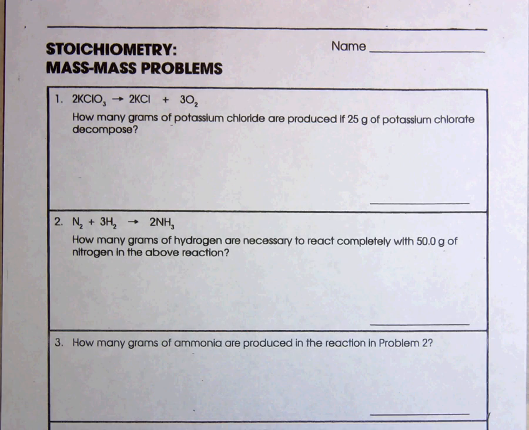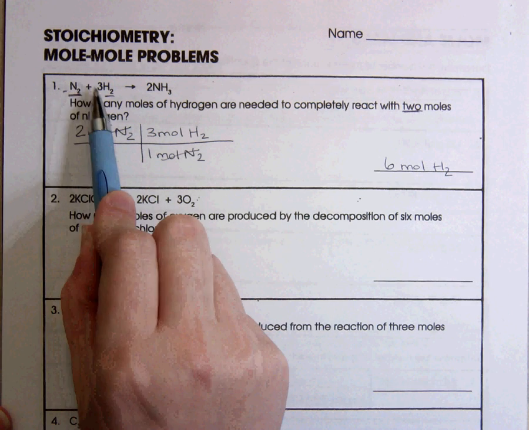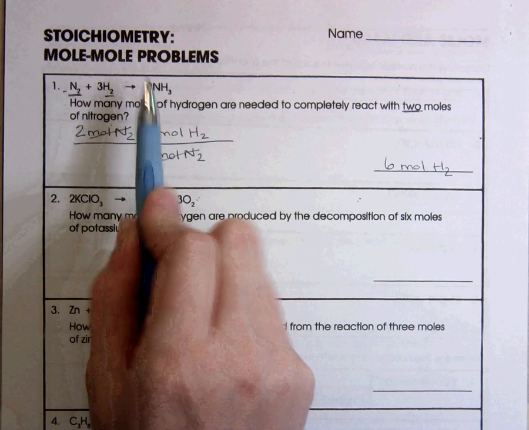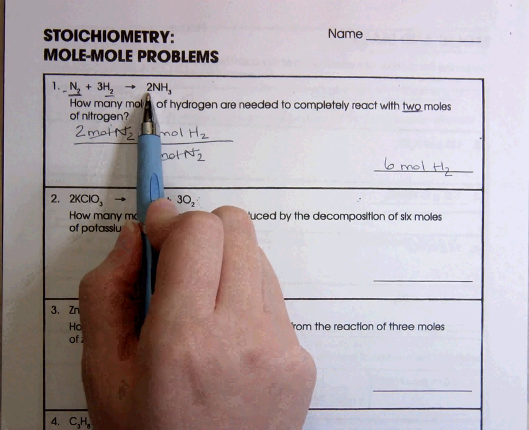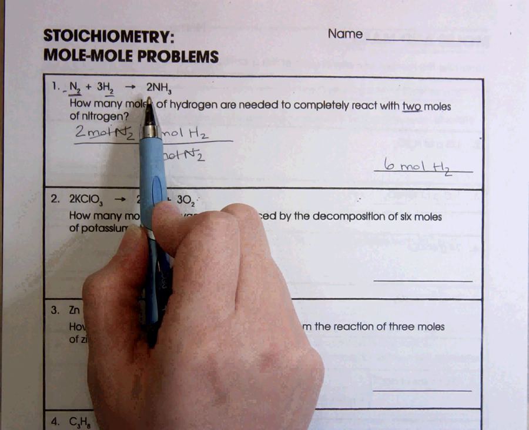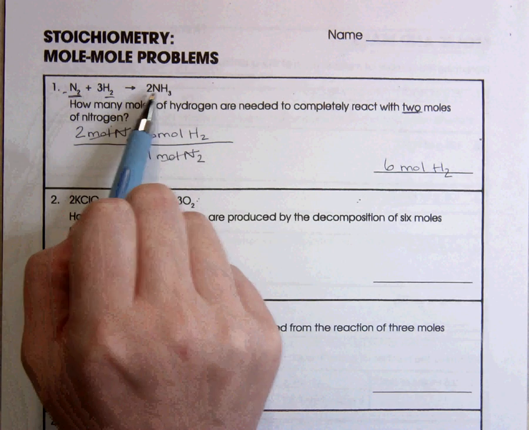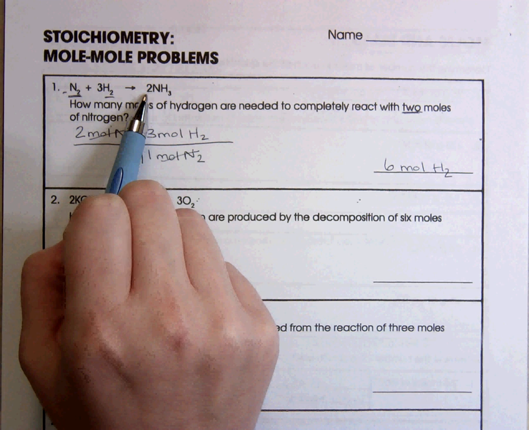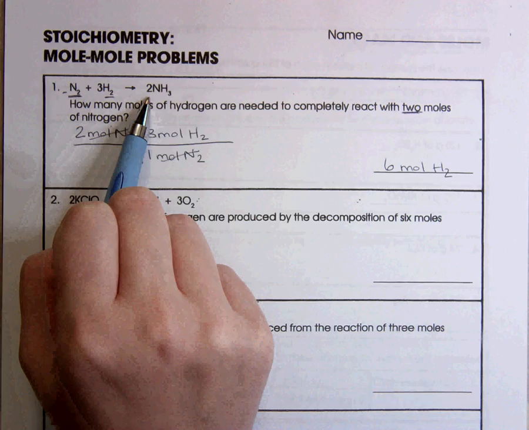Now what we just saw on our last worksheet in the mole-to-mole problems is that if we know how many moles of one substance we have, we can figure out how many moles of another substance would react with it or be produced. We can do this with moles because we know that these numbers, these coefficients in front in a balanced equation, can represent the number of moles of a substance in a reaction.